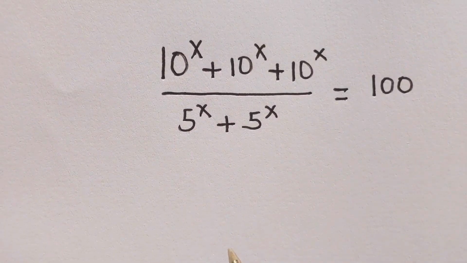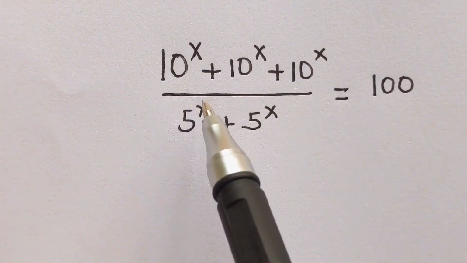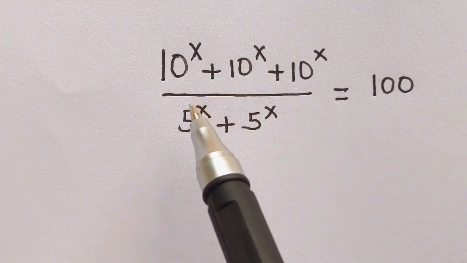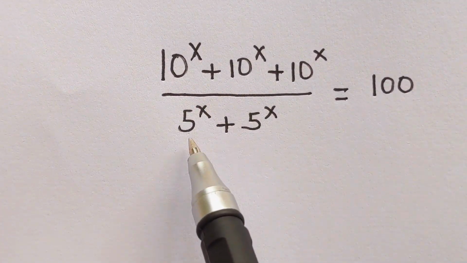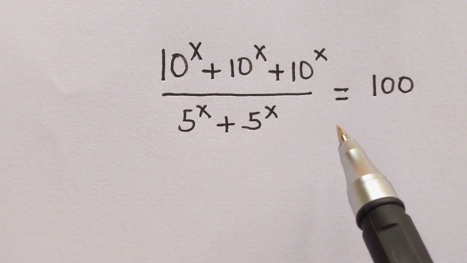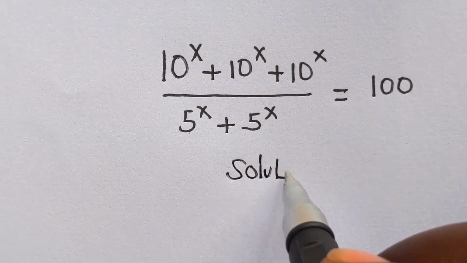Hello, welcome to this platform. In today's video we have been given a question: 10^x + 10^x + 10^x over 5^x + 5^x equals 100. Let's provide a solution to this question.